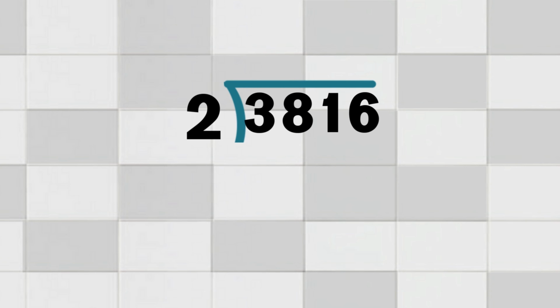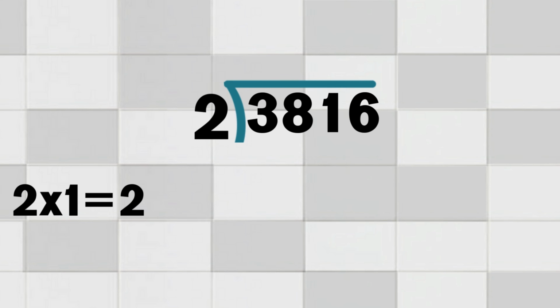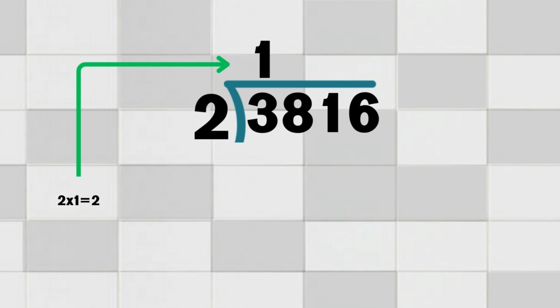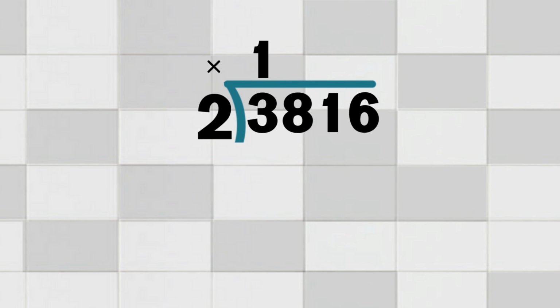It's the number we are dividing by. Now, look at the first digit of 3,816. That's the number 3. We ask, how many times does 2 go into 3? 2 goes into 3 one time, because 2 times 1 equals 2, and 2 times 2 equals 4, which is too big. So we write 1 on top of the division bracket, right above the 3. Multiply. 1 times 2 equals 2. Subtract. 3 minus 2 equals 1. We write the 1 under the 3.